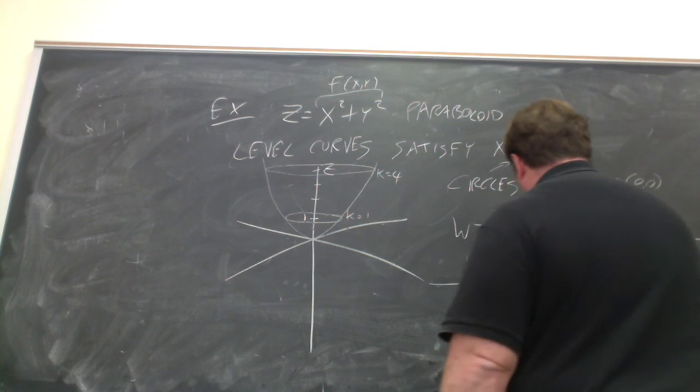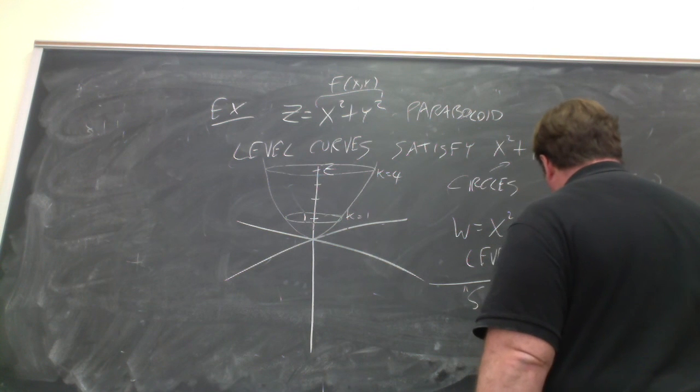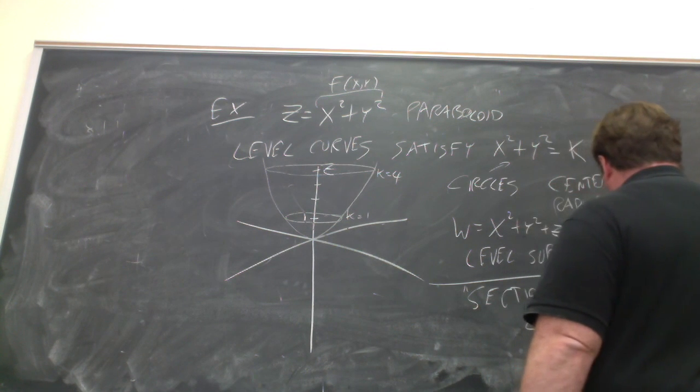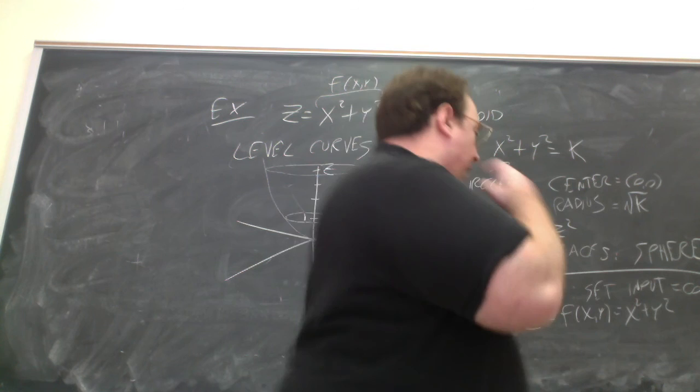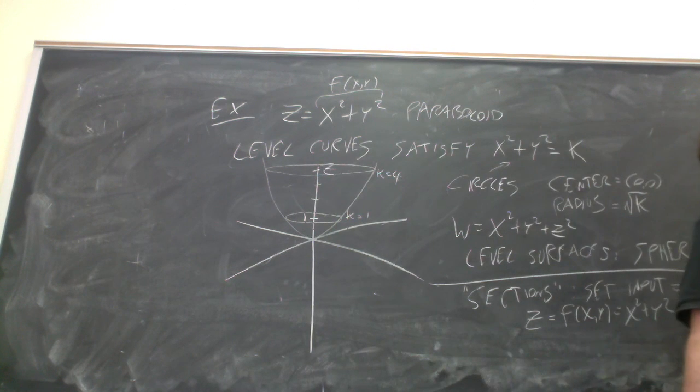So for example, back to our function z equals f of x y, equal to x squared plus y squared. For one section, go ahead and set x equals 0. So you get z equals y squared. Or you can set y equals 0, and you get z equals x squared.